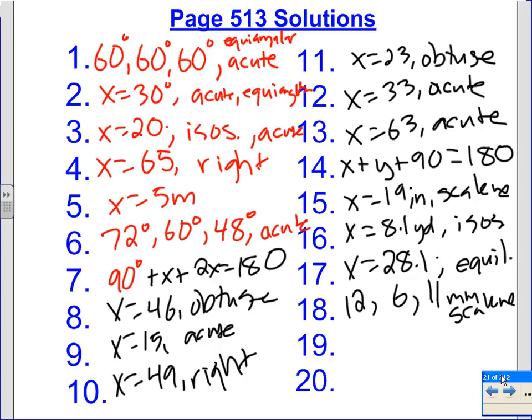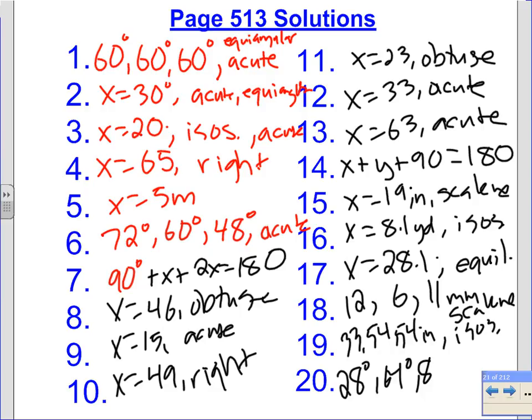19, Michelle. Good. And what were the sides? Good. 33, 54, 54. It was all inches. And that one is isosceles. Number 20, Abigail. 28, 64. And you said 88, right? Good. And what kind? Based on the angles. Nope. They're all less than 90. Good. So this one is acute.